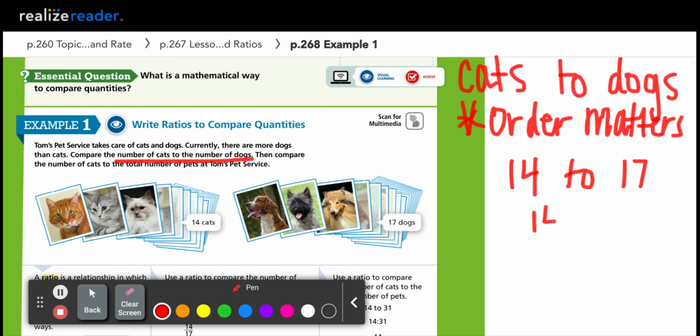We can also write it 14 colon 17. Or we can write it as a fraction, 14 over 17. These 3 ways all say the same thing. They're all comparing the number of cats to the number of dogs. There are 14 cats to 17 dogs. And the 14 has to be first before the 17 because the cats comes first in the directions.